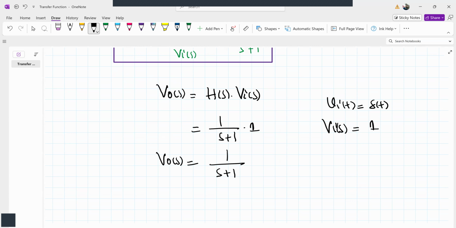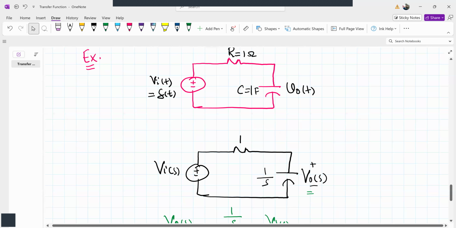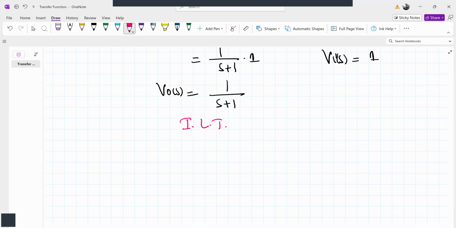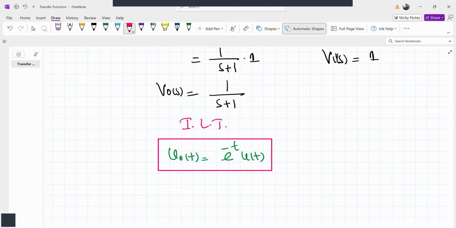Now this is the transform version of the output, but we need v naught of t. Our goal is to find v naught of t, so we need to apply the inverse Laplace transform. The inverse Laplace transform of 1 divided by S plus 1 is simply e to the power of minus t u of t. So this is the output voltage across the capacitor if we apply delta t as input to the network.